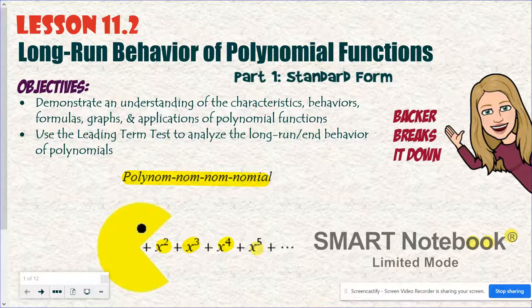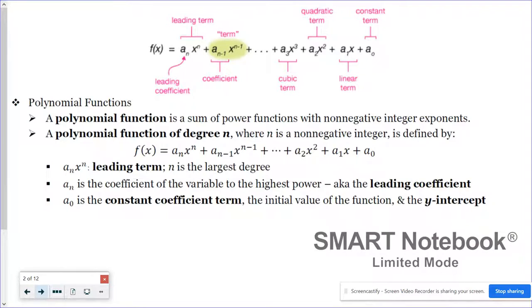In today's episode, we are going to explore the long-run behavior of polynomial functions with a focus on polynomial functions in standard form. A polynomial function is the sum of power functions with non-negative integer exponents. When they say non-negative integer, they mean like 0, 1, 2, 3, 4, 5, and so on.